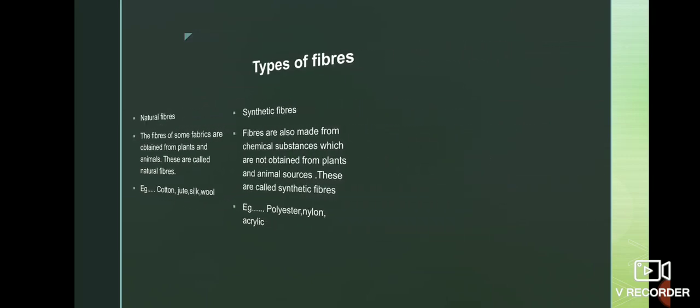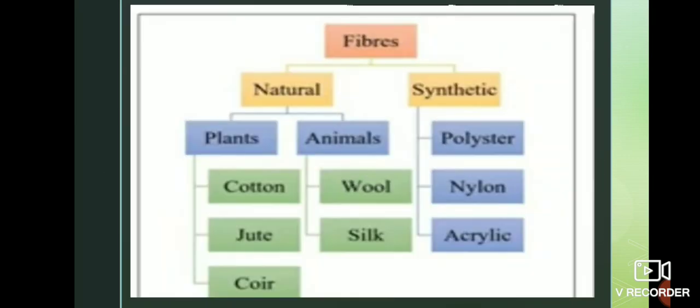So let's sum up. Fibers are in two categories, natural and synthetic. Natural again is classified into the fibers we get from plants and also animals. From plants we will get cotton, jute, coir, etc. And from animals we will get wool, silk, etc. Synthetic fiber examples are polyester, nylon, acrylic.